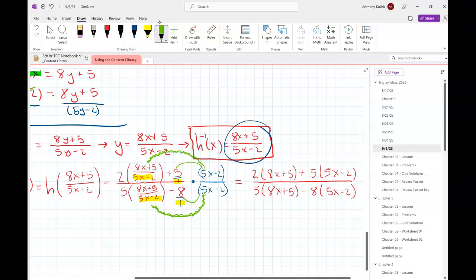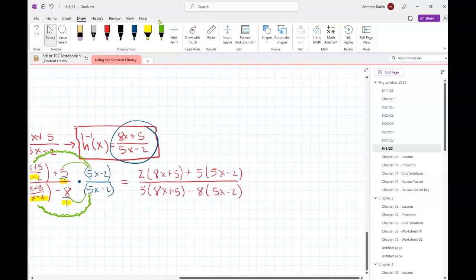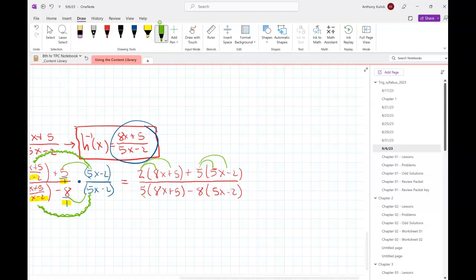Sure. So far, so good. That was the rough part. From here, it's not so bad. We'll just kind of distribute things through.